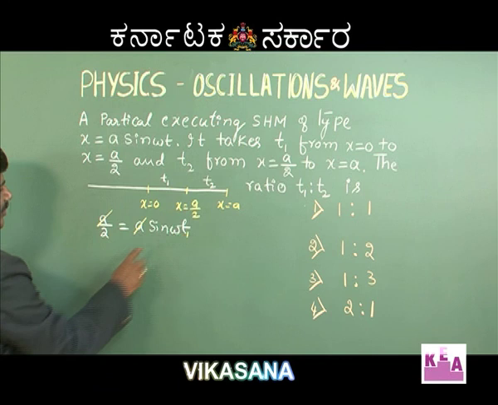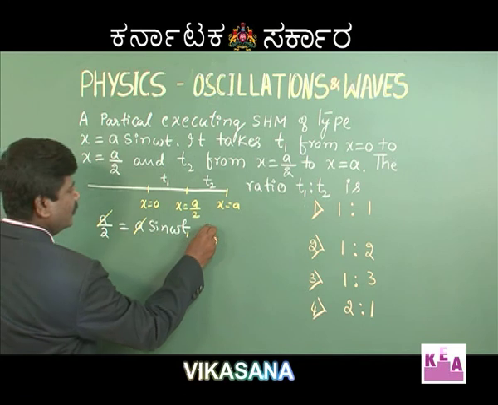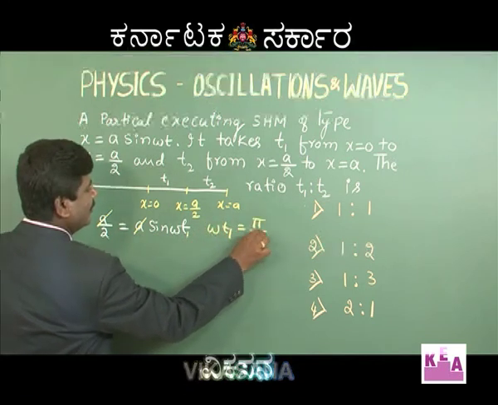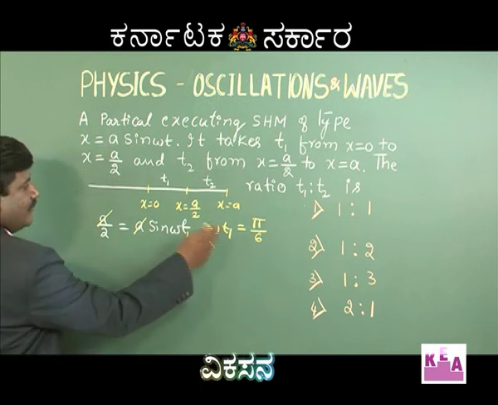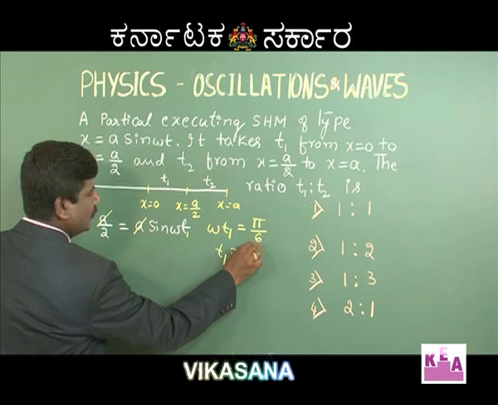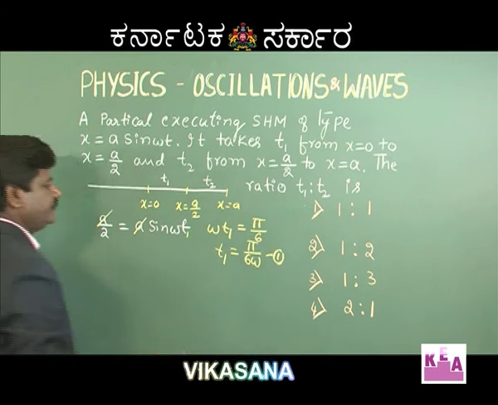If sin omega t1 is equal to 1 by 2, therefore omega t1 is equal to sin inverse 1 by 2, which is equal to 30 degree, it is equal to pi by 6. Therefore omega into t1 can be written as pi divided by 6. So from this expression we know the value of t1, that is equal to pi divided by 6 omega. You call it as equation number 1.